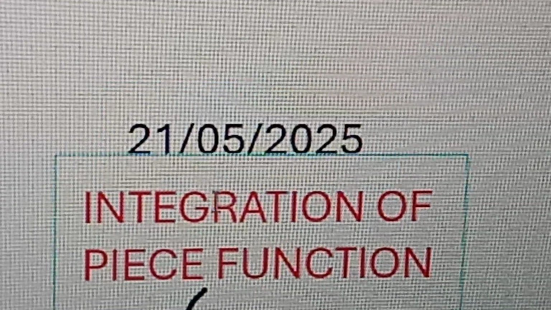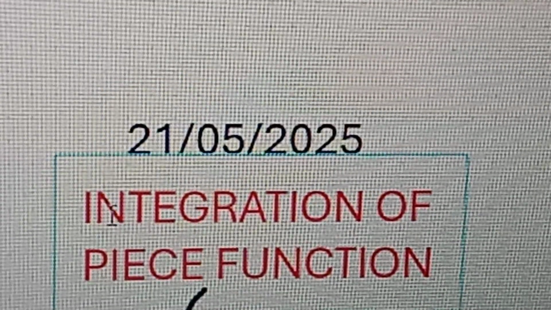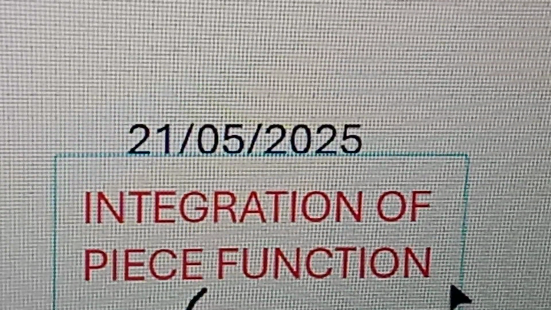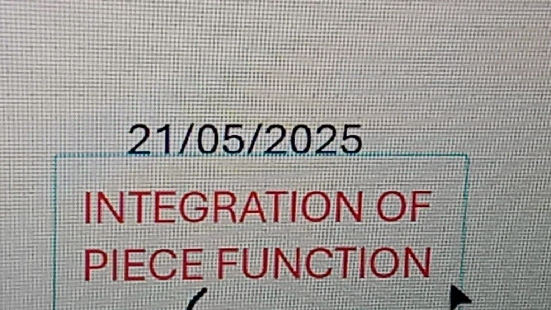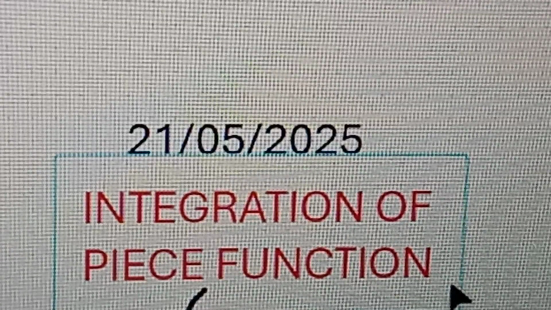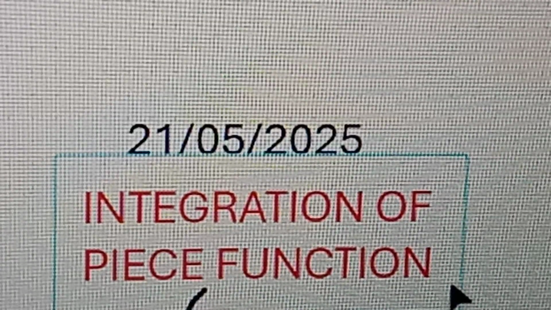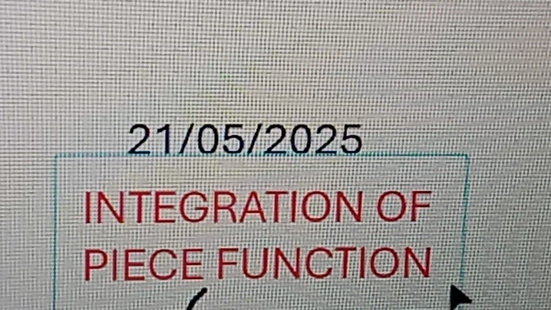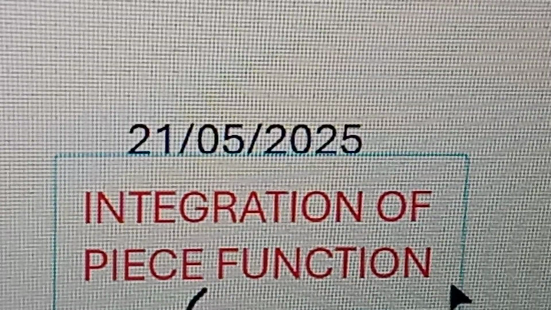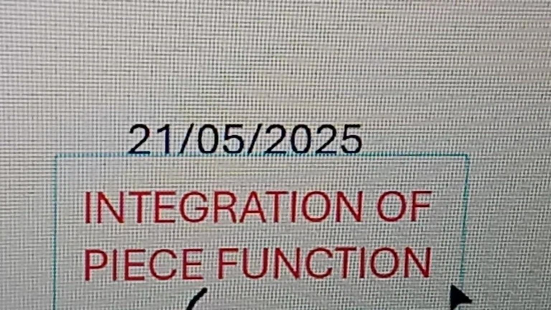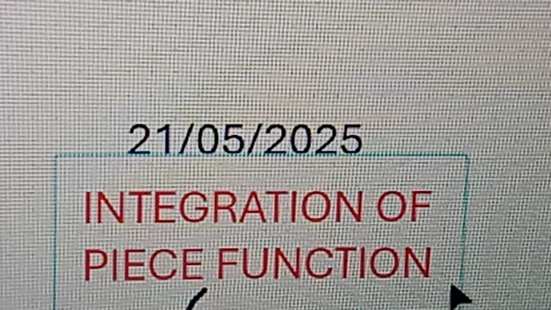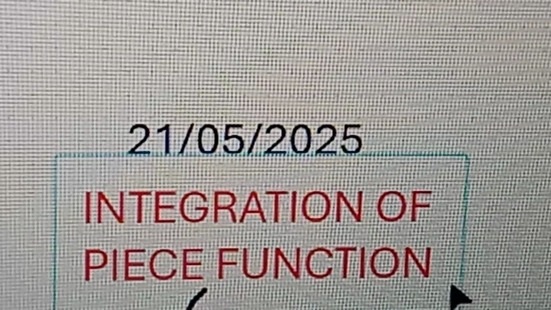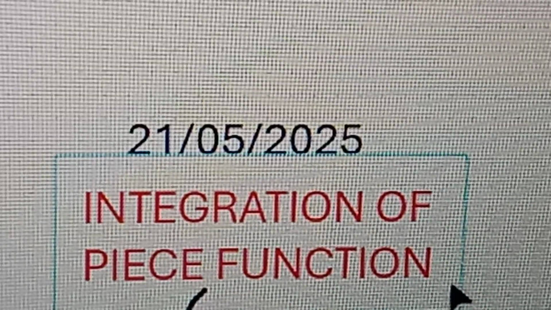Today, we are going to study how to integrate piecewise functions. We may ask ourselves, what does it mean, piecewise functions? A piecewise function is a combination of different functions. When it is a definite piecewise function, it also has different boundaries. Now we are going to see what the form of a piecewise function is and how we integrate it.